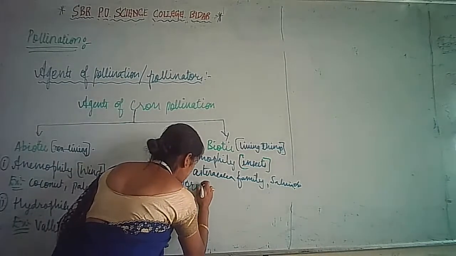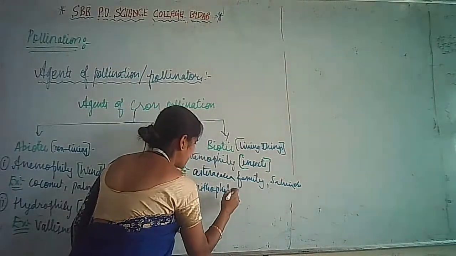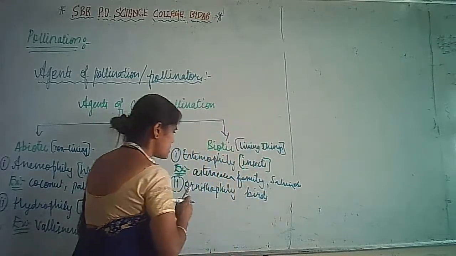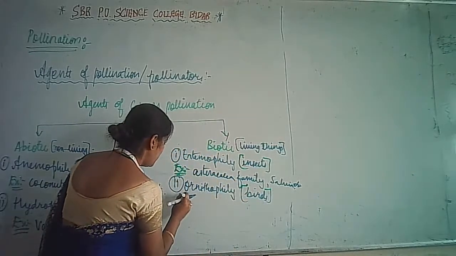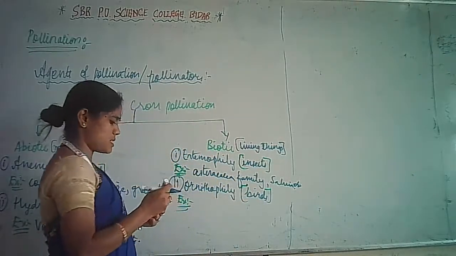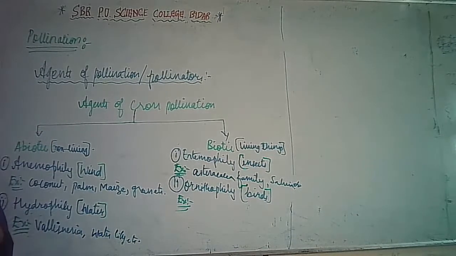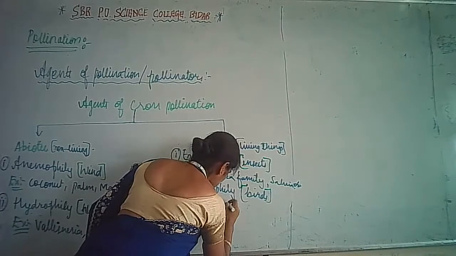Ornithophily. What do you mean by that? It is birds that are the pollinating agents. Birds. Okay. Example. Do you know the Bombax plant? Bombax plant and Bauhinia, Bombax. So many other Bombax.